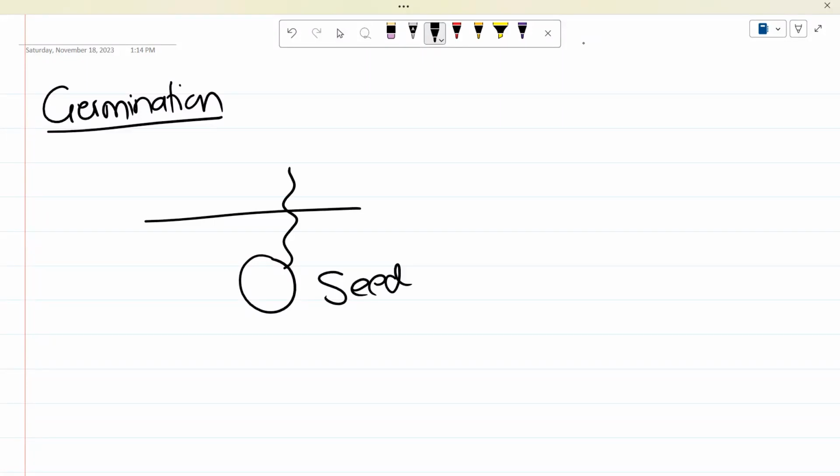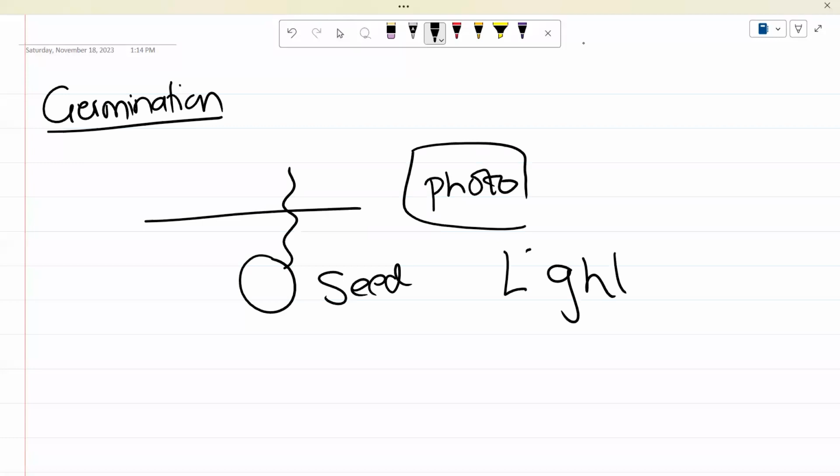Plants do two things the whole time. They do photosynthesis, respiration, photosynthesis, respiration. You all know that photosynthesis needs an essential requirement. What does it need? Light. When this seed is underground, when it is in the soil, do we have any light?